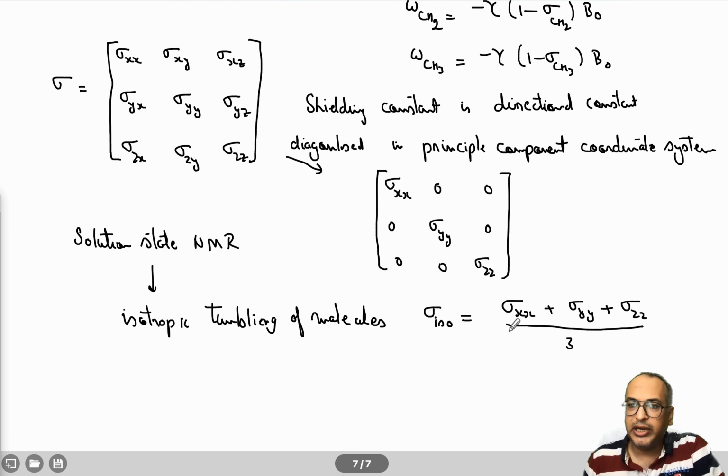So in case of solid state NMR though, there is no isotropic tumbling of molecules, because the molecule rotations are frozen because of the state of the matter. So in that case, you can measure sigma xx, sigma yy, sigma zz independently. There are techniques to measure in solid state NMR. So you can get individual shielding constants, and this is called chemical shift anisotropy. Okay.